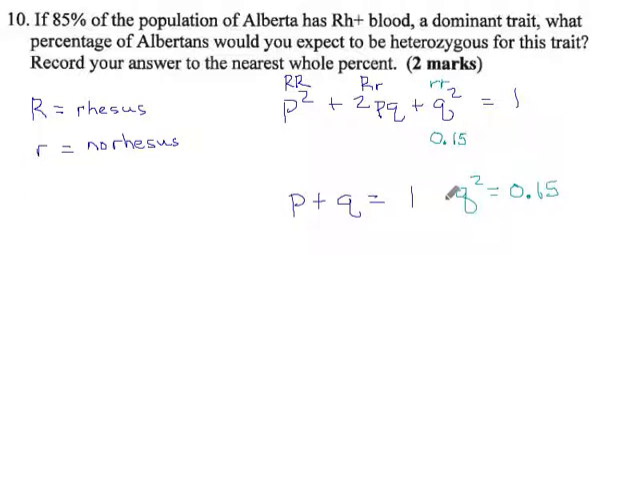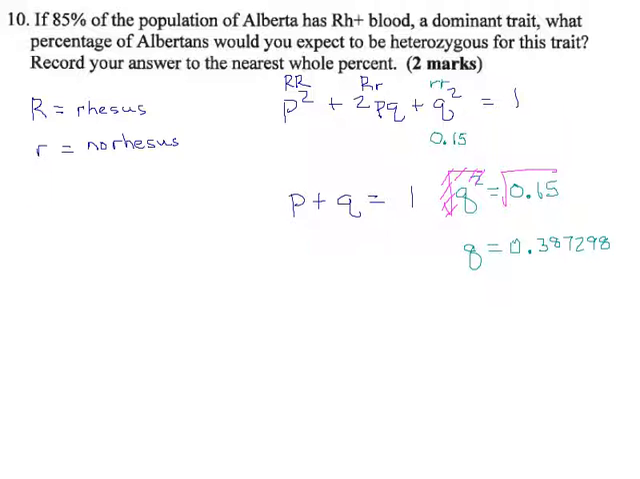So we want to get the square off there so we can have just q. A square root will do that for us, because squares and square roots cancel each other out. So on the left side, with those both gone, all we have is q. On the right, we have the square root of 0.15, which I do not know, but my calculator can help me. It's 0.387298. Okay, that's probably plenty of decimal places.